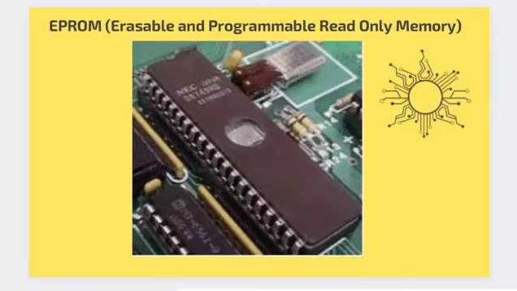Next is the EPROM, or Erasable and Programmable Read-Only Memory. The EPROM can be erased by exposing it to ultraviolet light for a duration of up to 40 minutes. Usually, an EPROM eraser achieves this function.